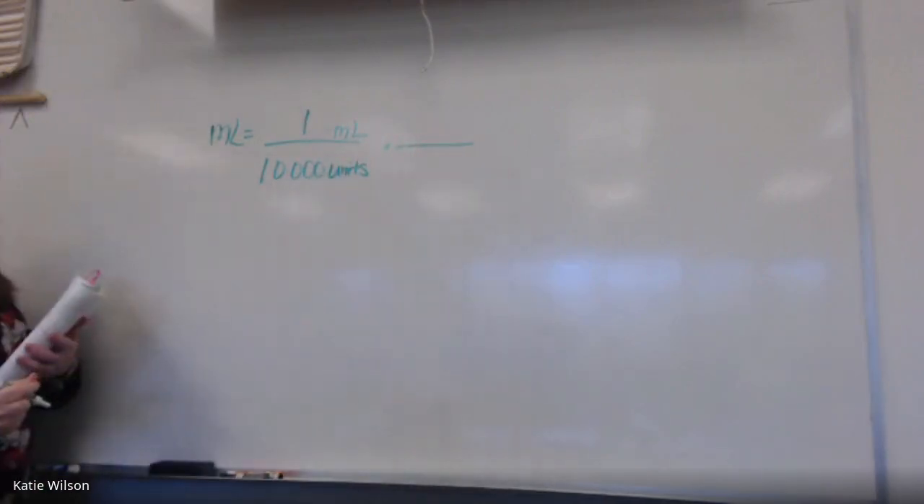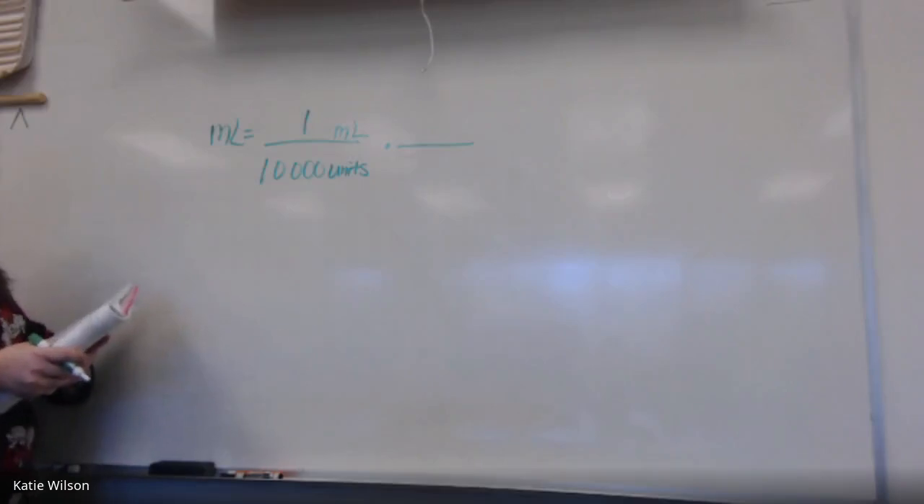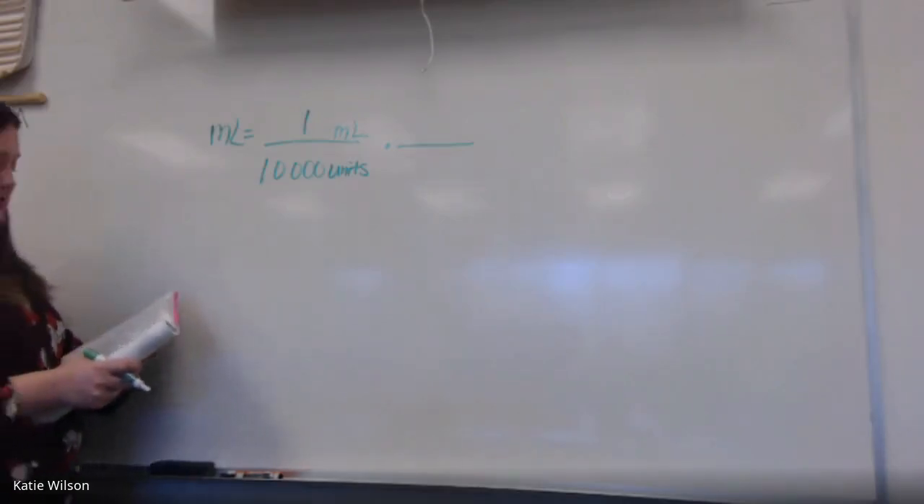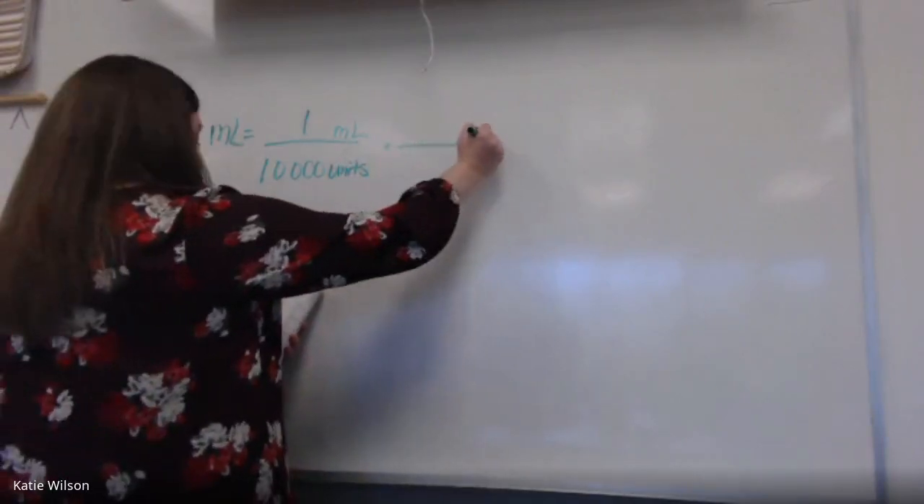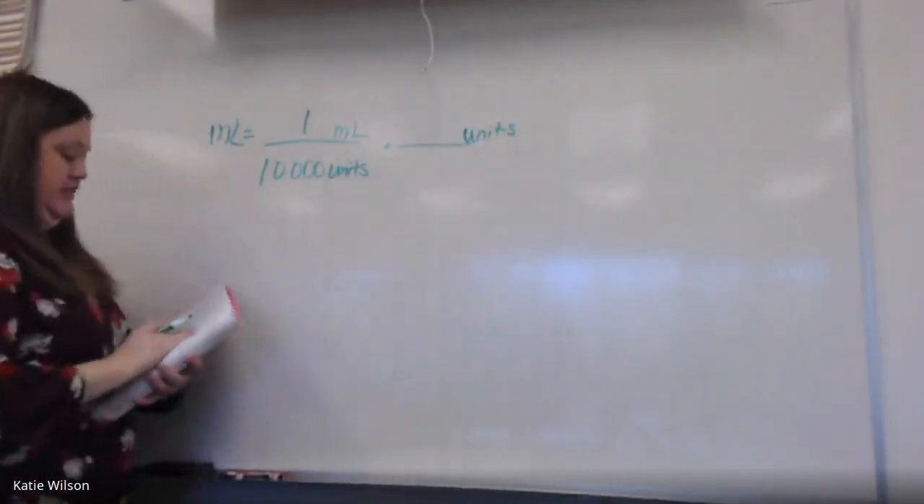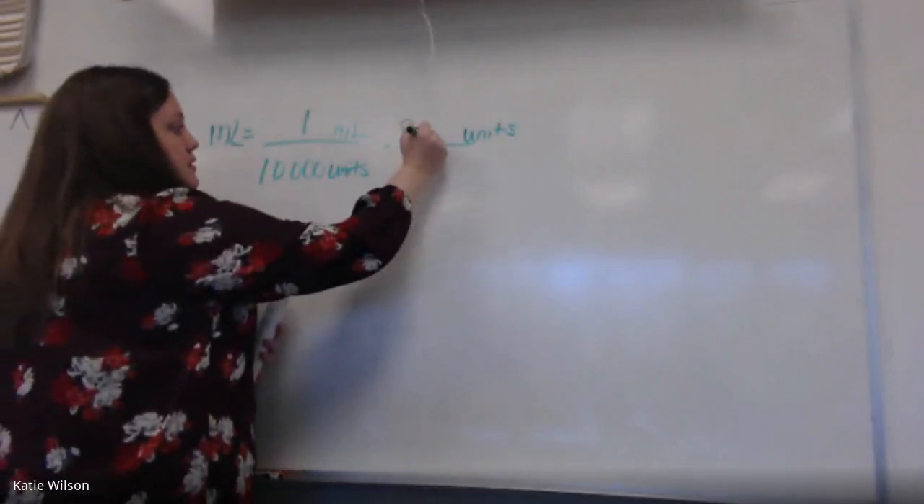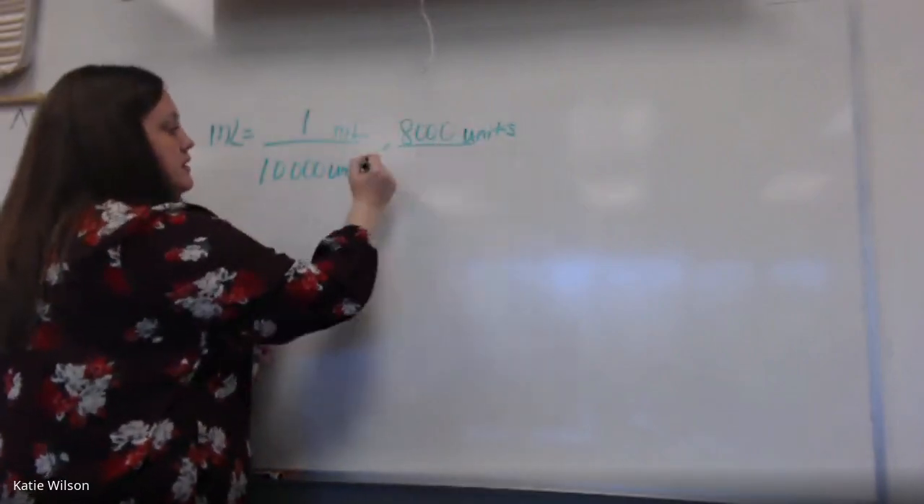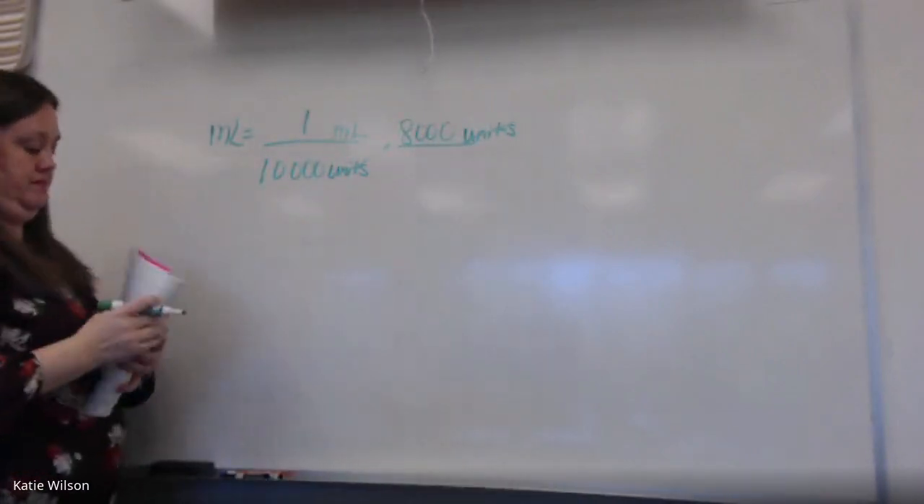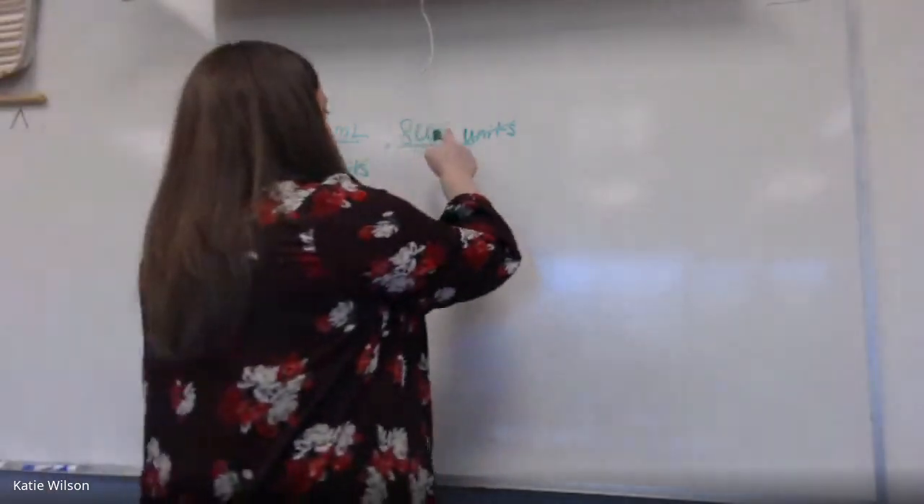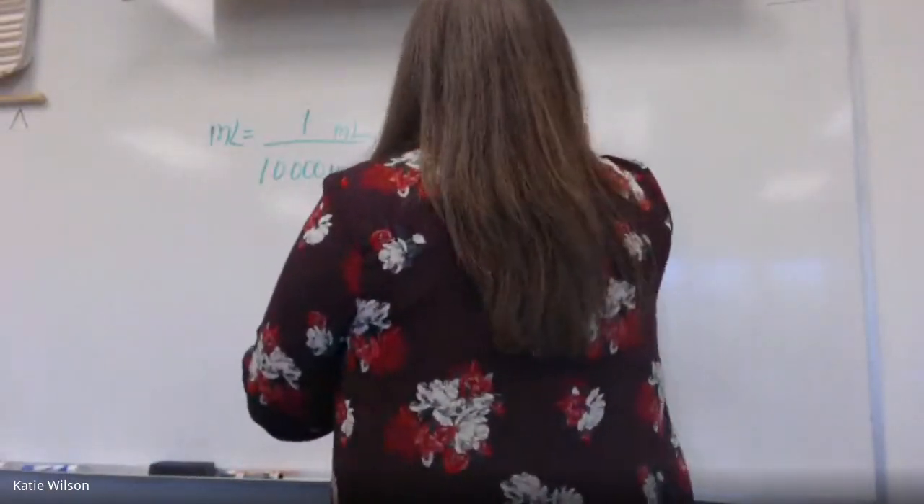Right? So then, what do I know about units to cancel those out? They ordered 8,000 of the units. That cancels units out. So I've got 8,000 on top, 10,000 on bottom.